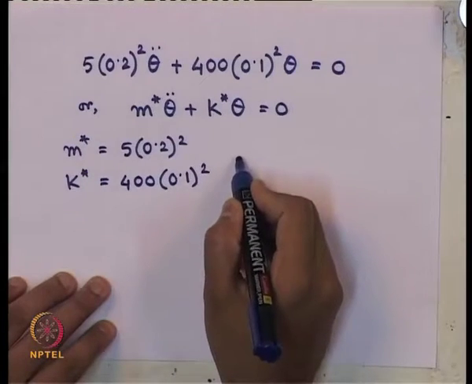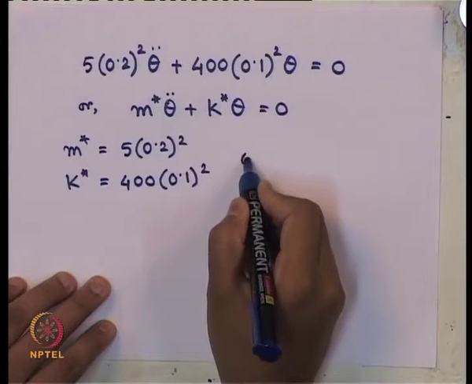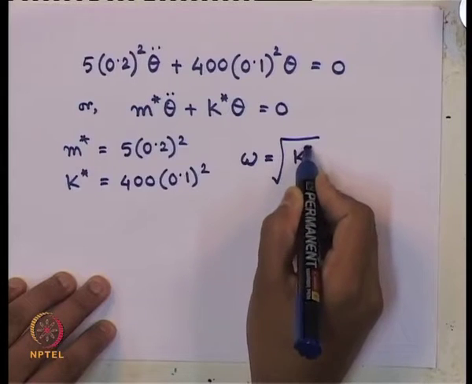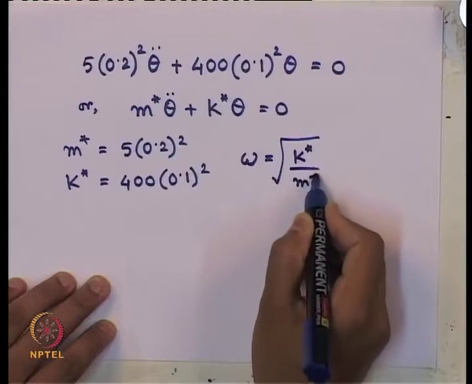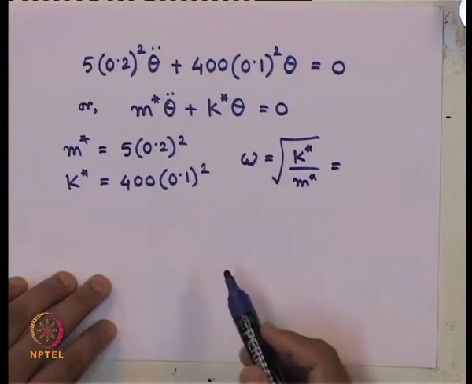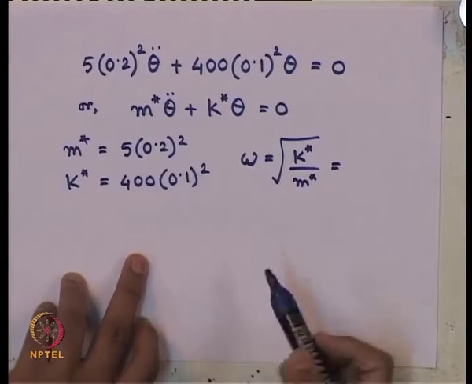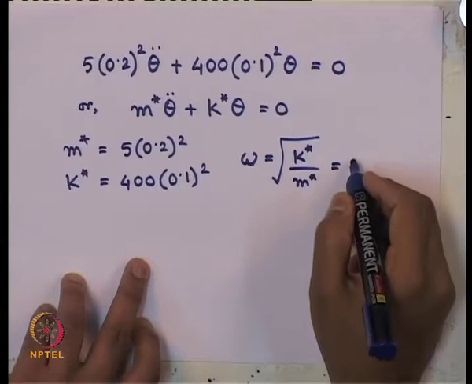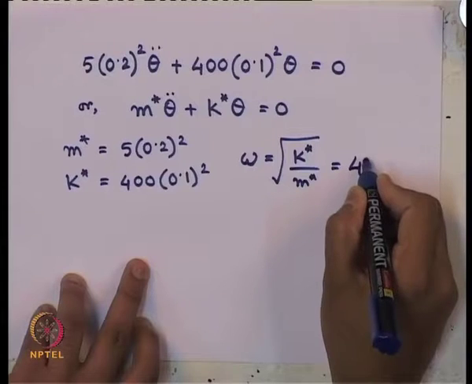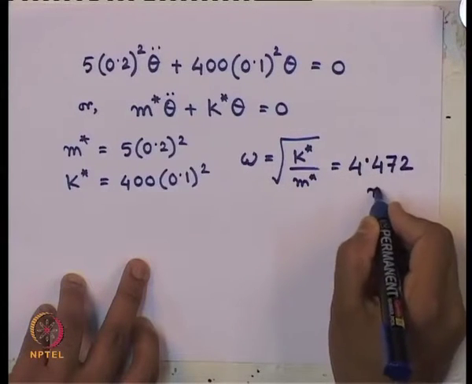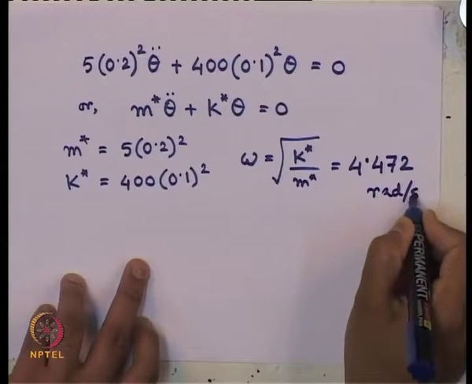from which we can find out the natural frequency of the system. Omega is root over k star by m star. Now, if we put these values, all are in SI unit, so no need to change anything anywhere. The omega value comes out to be about 4.472 radian per second.